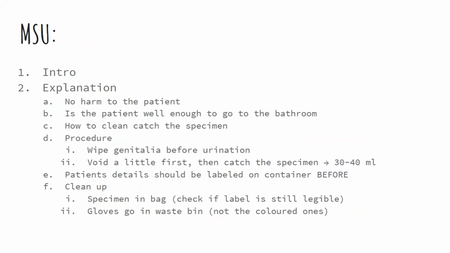Then right at the end, the main two things are to check the specimen and make sure that you can still read their name, and gloves go in the waste bin, not the colored bin. Often in OSCE stations, they'll have the biological hazard bin, and then they'll have the waste bin. Urine is sterile, so you don't need to throw it in the biological hazard bin.